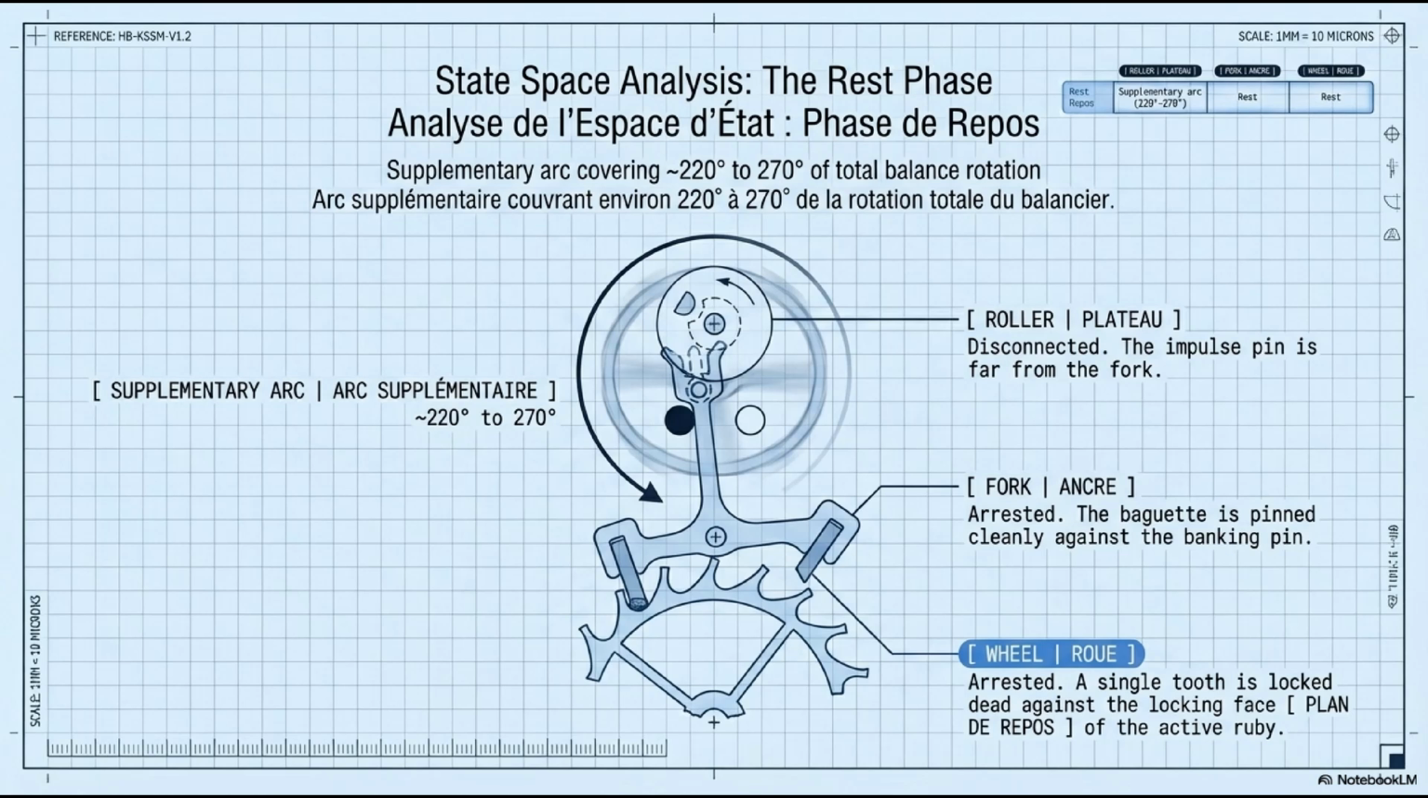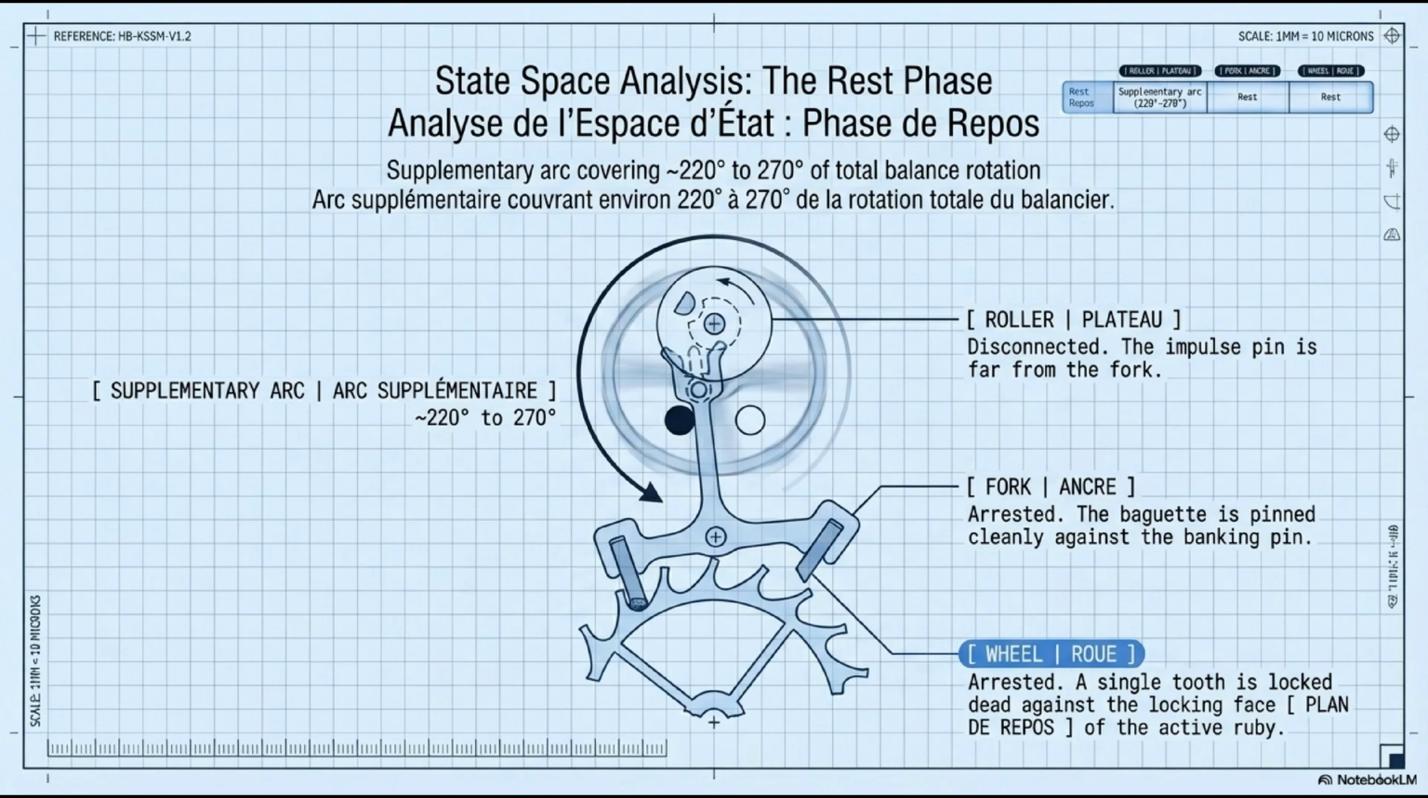This slide presents it as a formal state space analysis. Each component's exact condition is specified and labeled. Starting with the roller, plateau. Status, disconnected. The impulse pin is far from the fork. The balance is swinging outward through the first part of its supplementary arc, currently moving away from the dead point with kinetic energy from the last impulse. The supplementary arc covers 220 to 270 degrees of total balance rotation. For reference, 270 degrees means the balance rotates 3/4 of a full turn in each direction.